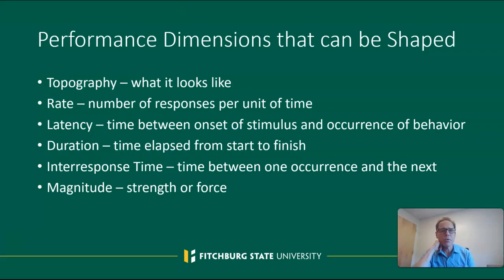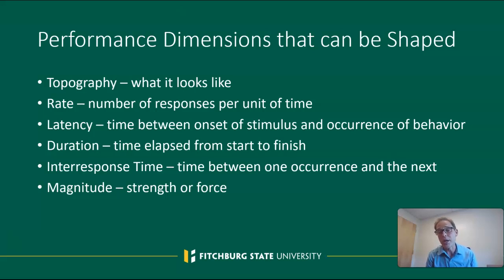There are a number of different performance dimensions that can be shaped. We can shape the topography of behavior, what it looks like. Does it look closer to the terminal behavior than previous approximations? We can shape the rate, the number of responses per unit of time. If we want behavior to happen more, we can successively reinforce a rate that approaches our terminal response. Or if we're looking for behavior to happen less, we can do it that way too. We can look for a lower rate. We can shape latency, the amount of time that elapses between the onset of a stimulus and the occurrence of the behavior. So we may be looking to decrease that latency.